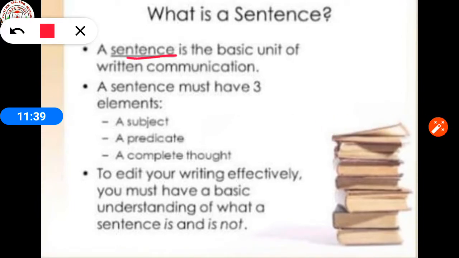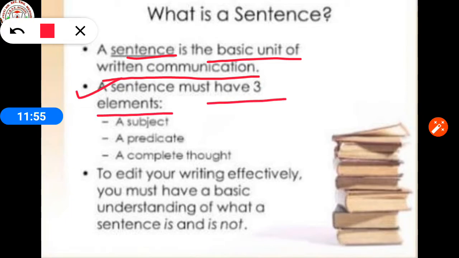A sentence is the basic unit of written communication. For written communication we use sentences, and a sentence must have three elements. What are they? First one, subject; second one, predicate; and third one, a complete thought.